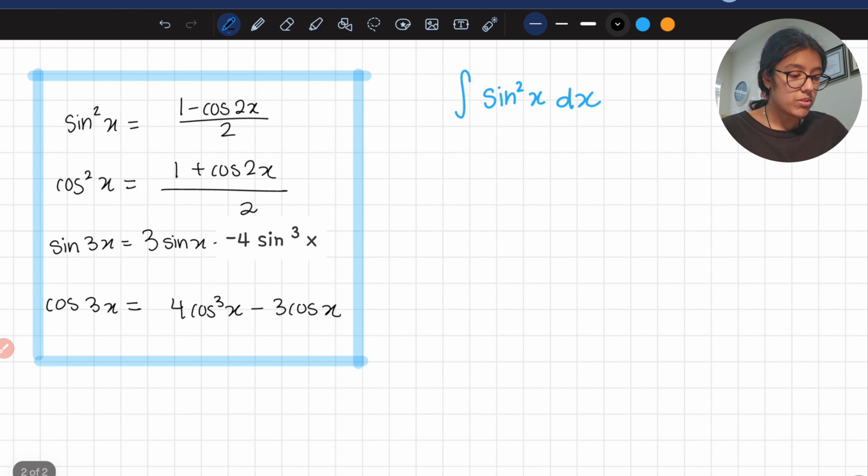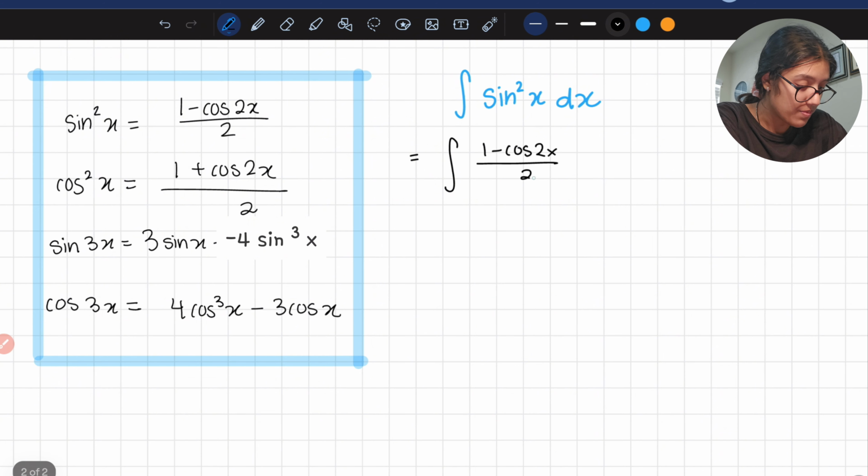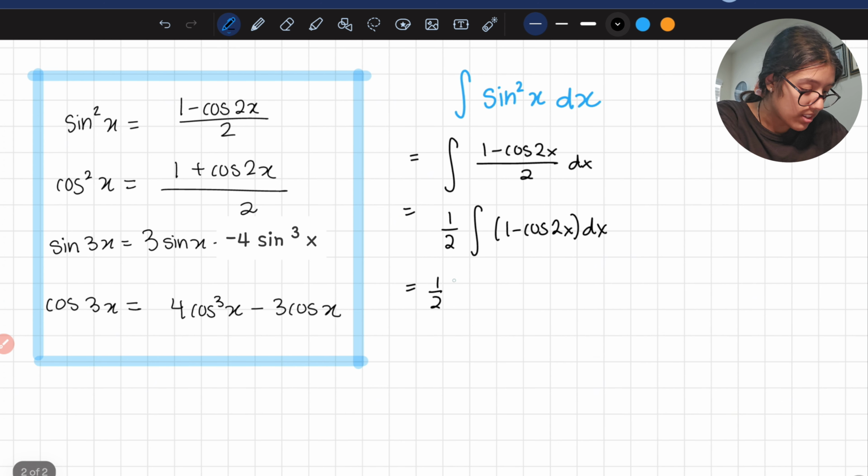All right, so we have our first problem, integral of sine squared x dx. Right off the bat, I see we have one of our formulas that matches with this problem quite closely, and that is the first one. So sine squared x equals 1 minus cos 2x over 2. I'm going to use that. So this integral is going to be equal to the integral of 1 minus cos 2x over 2 dx. I'm going to take that 1/2 out of the integral. So 1/2 integral of 1 minus cos 2x. I'm going to expand the integral. So 1/2 integral of 1 dx minus integral of cos 2x dx.